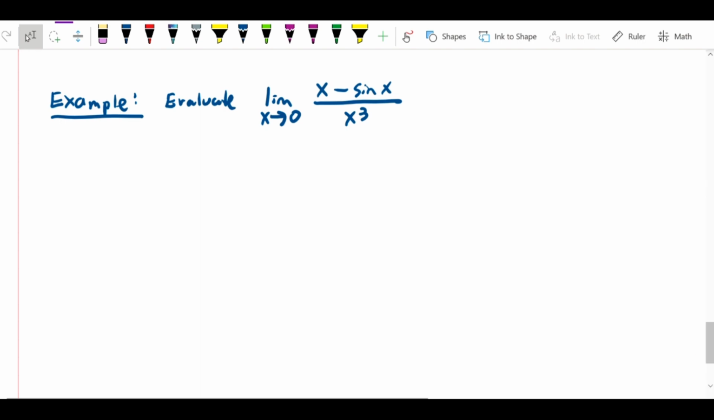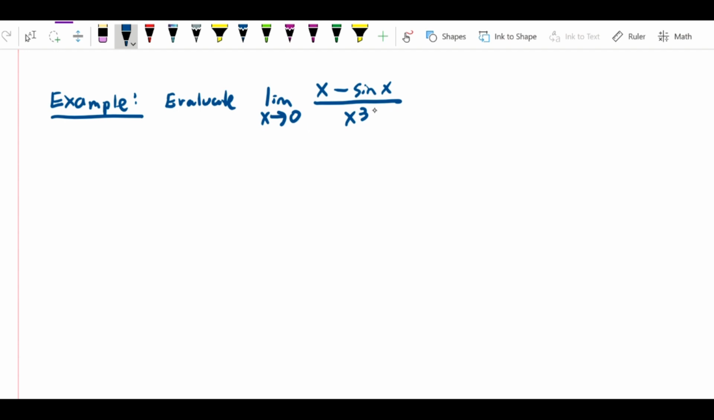So here's another example of where we can use L'Hopital's rule. We're going to evaluate the limit as x approaches 0 of x minus sine x over x cubed. Now notice, incidentally, that we first have to verify that L'Hopital's rule in fact applies. In other words, that this is a 0 over 0 or infinity over infinity limit.